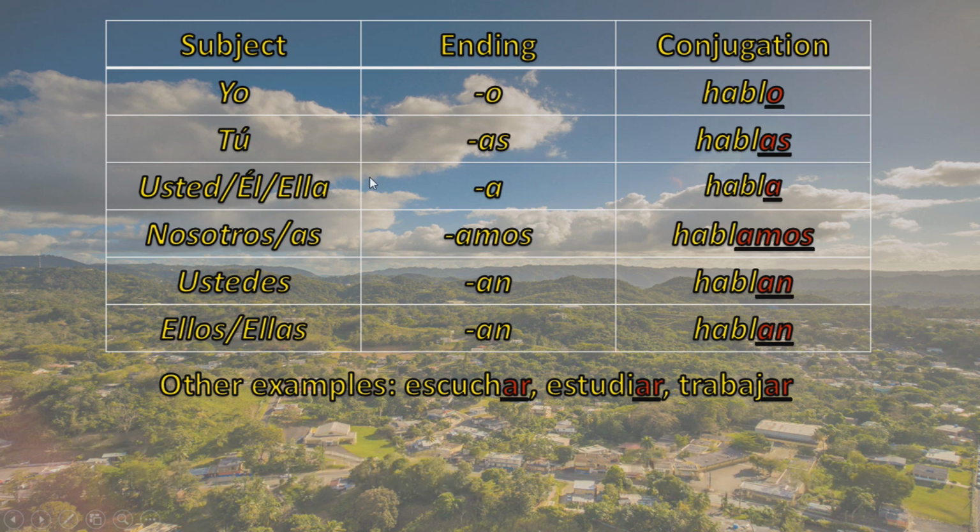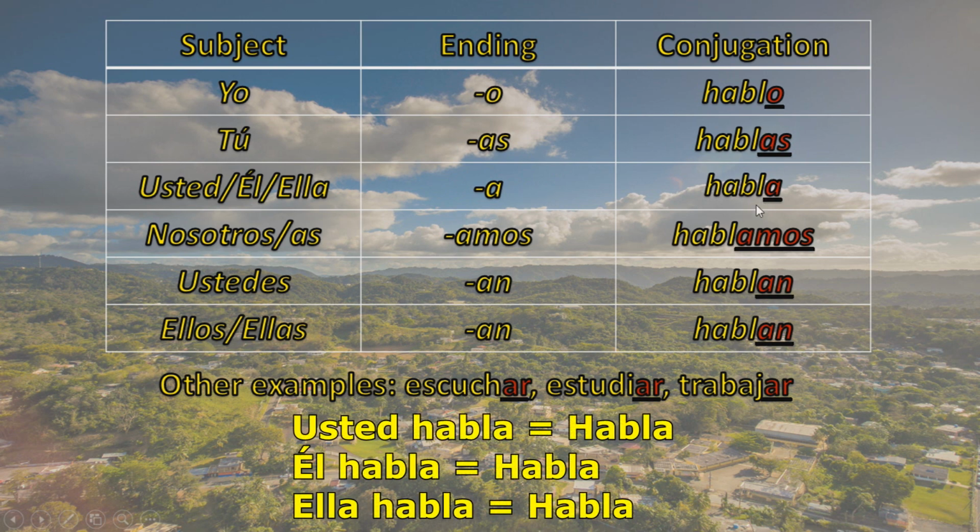Like I have told you in previous lessons, remember that usted, él, and ella, okay, these three personal pronouns, they share the same conjugation in Spanish. So in this case, I remove the two last letters, okay, the letters AR, and I write the letter A at the end of the verb. So I say usted habla, or I say él habla, or I say ella habla, right?